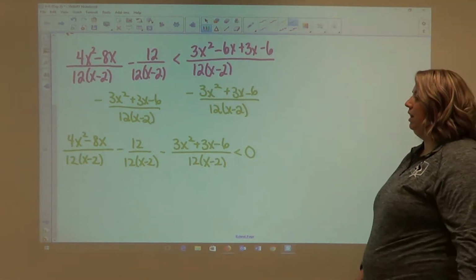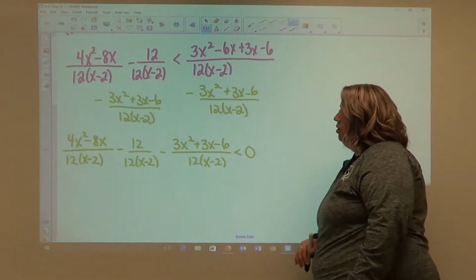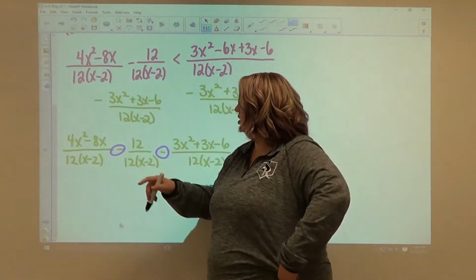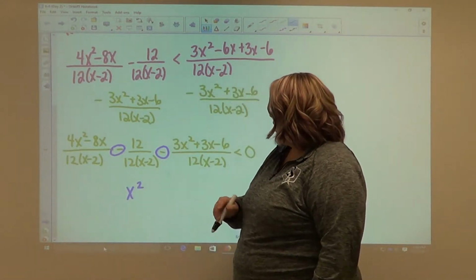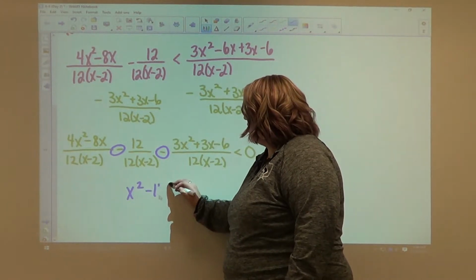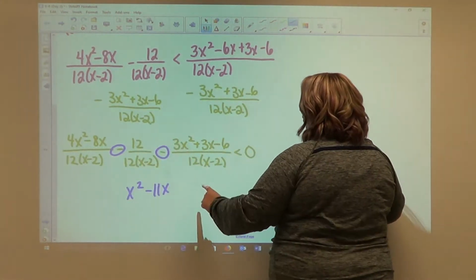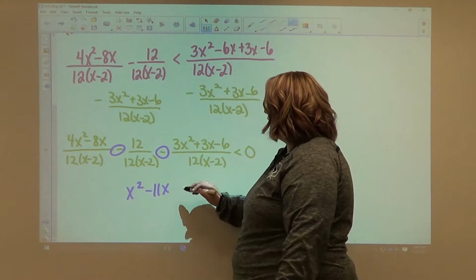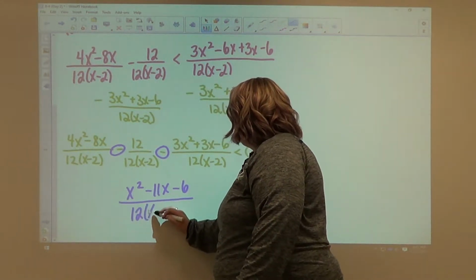Okay, we need to make the left-hand fraction into one fraction. When you're combining, we're going to pay attention to our negatives. So I'd have 4x squared minus 3x squared, so that's 1x squared. Negative 8x minus 3x would be negative 11x. And then I would have a negative 12 minus a negative 6. So negative 12 becomes plus 6, this would be minus 6 over 12 x minus 2.